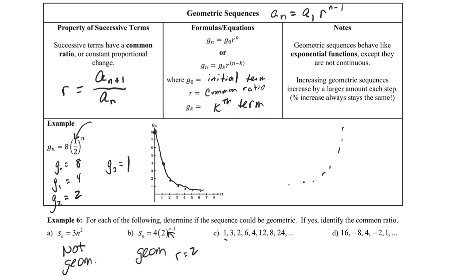All right. I multiplied by 3. Cool. I multiplied by 3 halves. Not cool. It's got to be the same thing every time. So this is not geometric. Last one. We multiplied by negative 1/2. We multiplied by negative 1/2. Negative 1/2. So this one is geometric, and our r is negative 1/2.